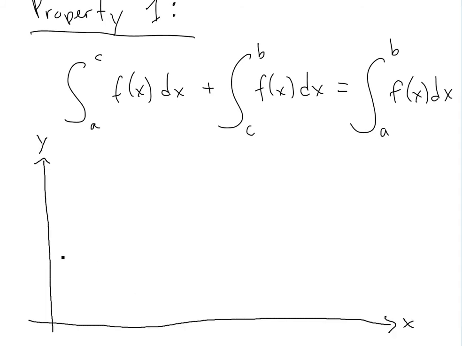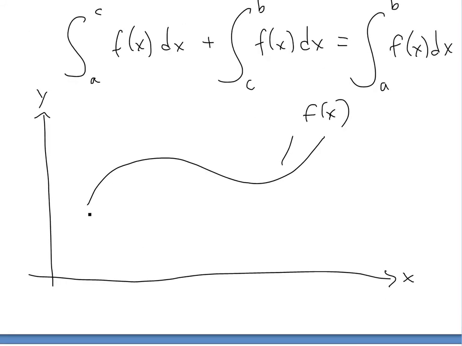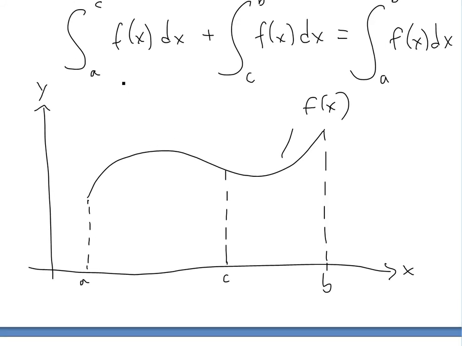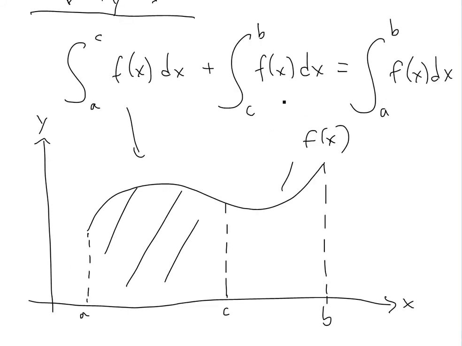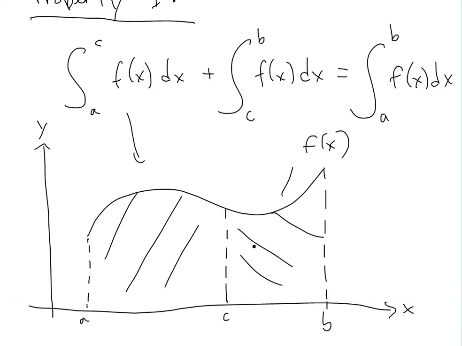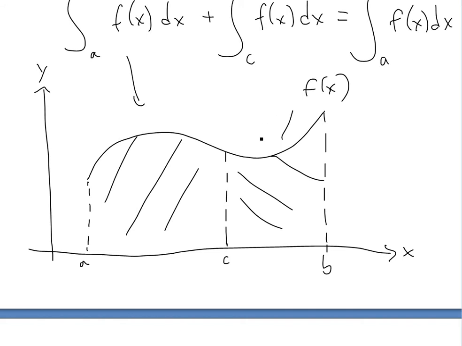If I draw the axis here, and draw a random function like this, this is f of x, and let's say this is a, this is b, and this is c. The integral is just the area under the curve. So this one corresponds to this area, and then from c to b is just this area here, and together it equals the total area from a to b. So visually you can see that it should work. That's just a visual proof for that.